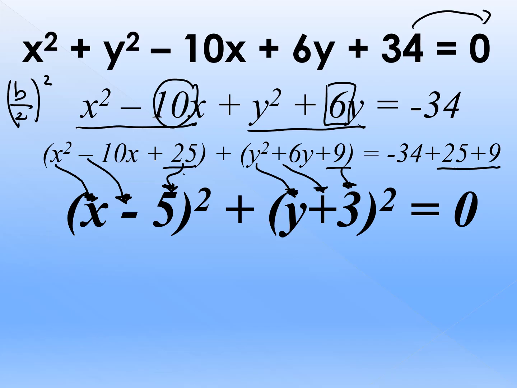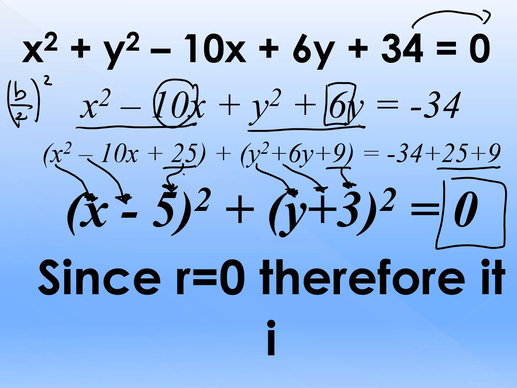negative 34 plus 25 plus 9, which is equal to 0. Since the result here is 0, again, r squared is equal to 0. Therefore, r is equal to 0. It implies that we don't have a radius. So it means that since r is equal to 0, therefore it is not a circle. Not a circle. So you just simply write, not a circle. Okay?